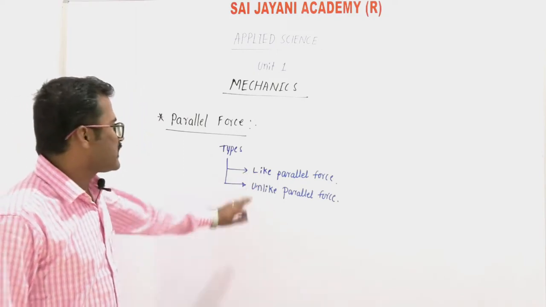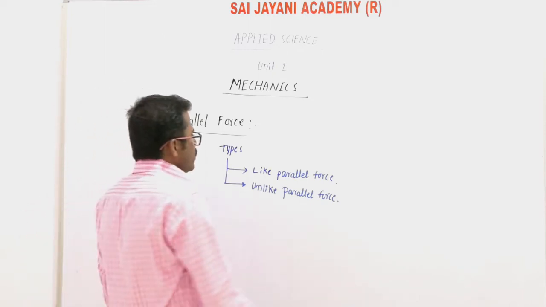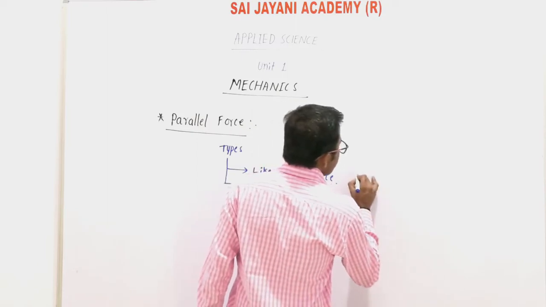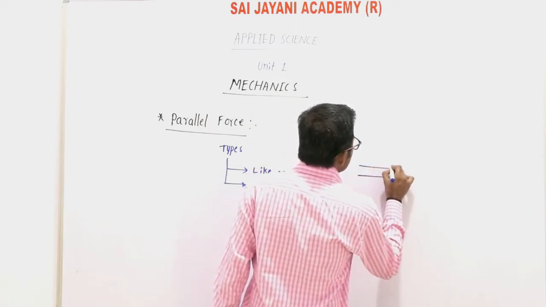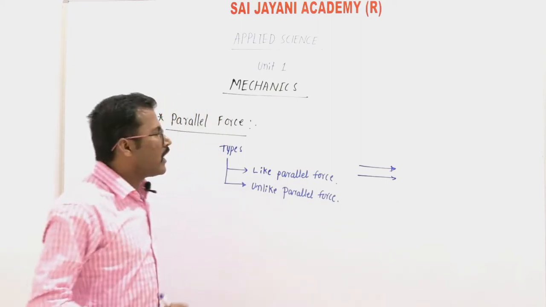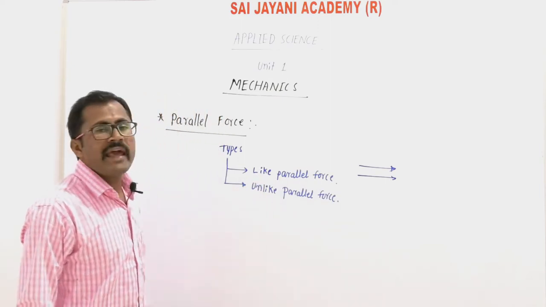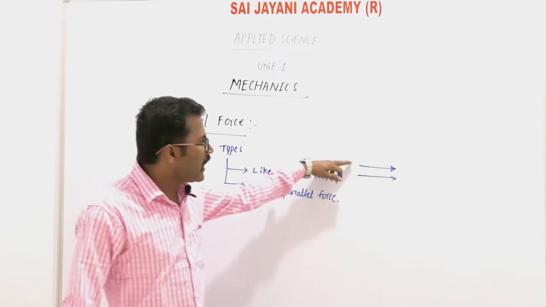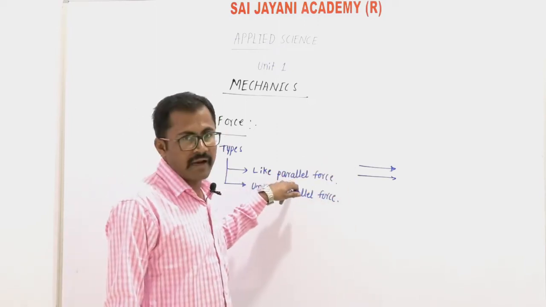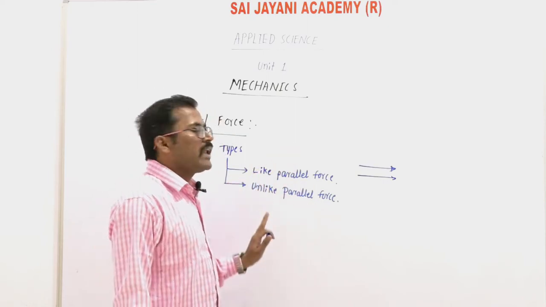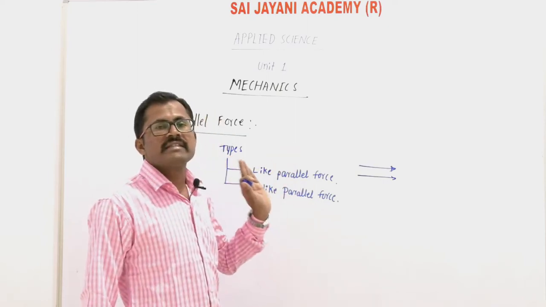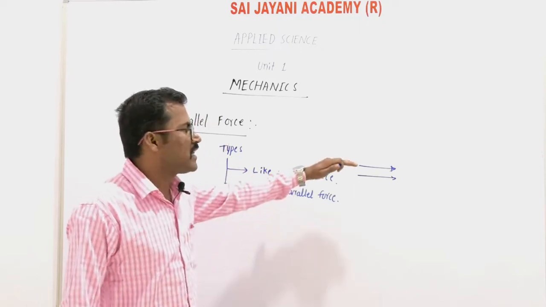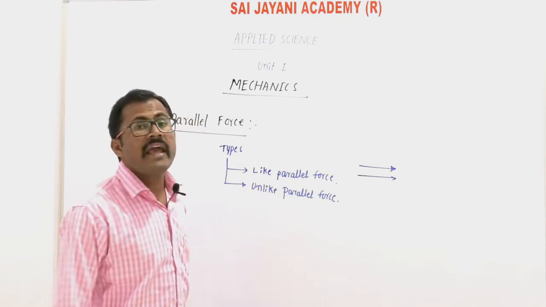So we will see what is like parallel force. If two parallel forces are acting along the same direction, then it is called as like parallel force. So what is parallel force? If two forces are acting along the parallel line, then it is called as parallel force. If the direction of parallel force is same, or if two parallel forces are acting along the same direction, then it is called as like parallel force.